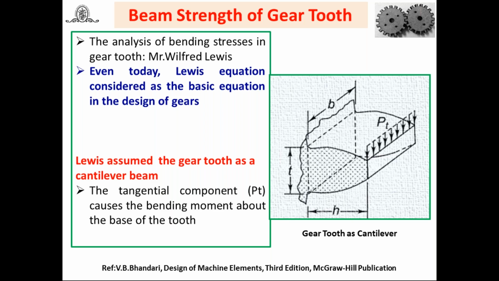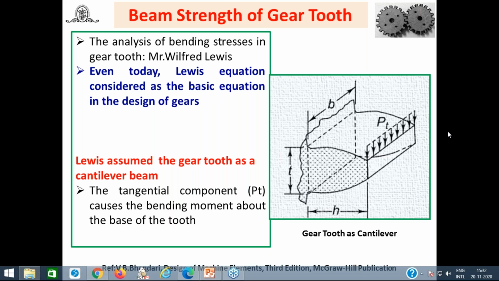You know very well the analysis of bending stresses in gear tooth was done by Mr. Wilfred Lewis in his paper. He presented the investigation of the strength of gear tooth at Engineers Club in 1892. And even today, Lewis's equation is considered the basic equation in the design of spur gear.